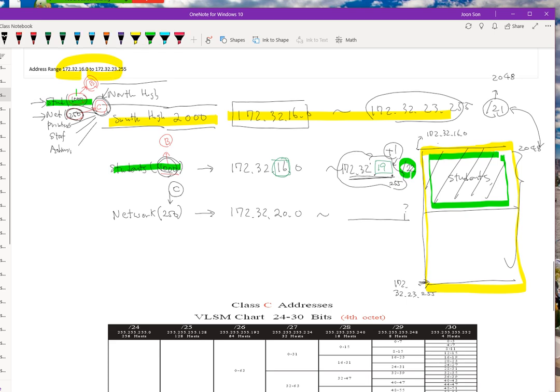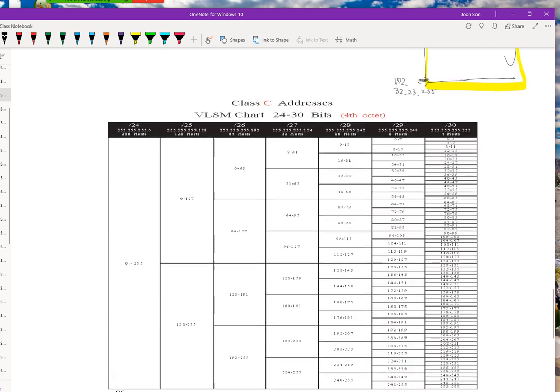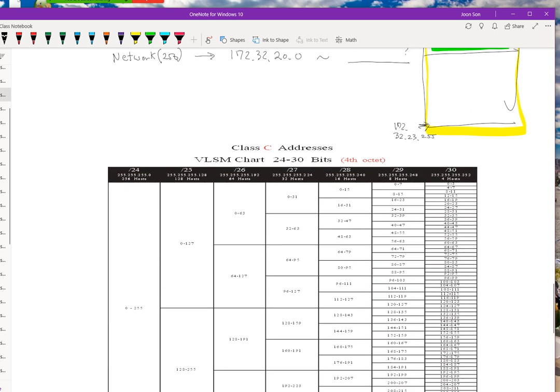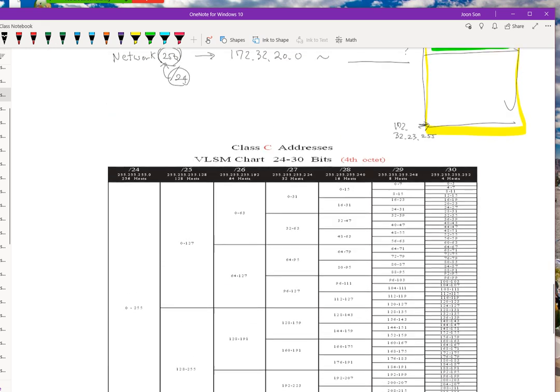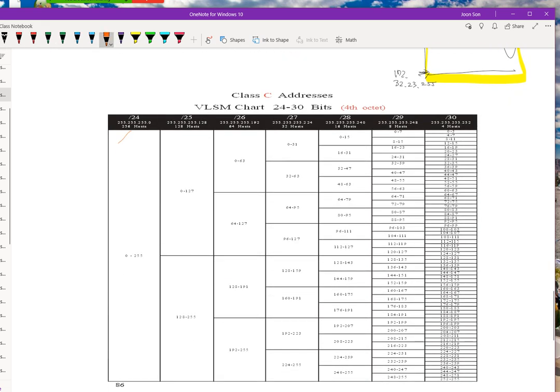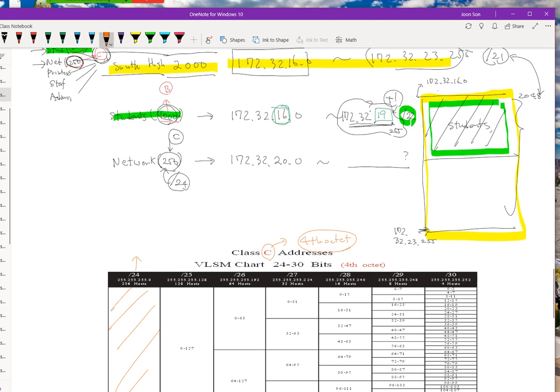And now let's take a look at the chart. With the 250, I have to use /24. With the 24, that means, by the way, this is a Class C chart. That means I have to use this, 0 to 255. I know that this is Class C, so I have to manipulate my 4th octet. So that means this is my 4th octet. And what is the answer?